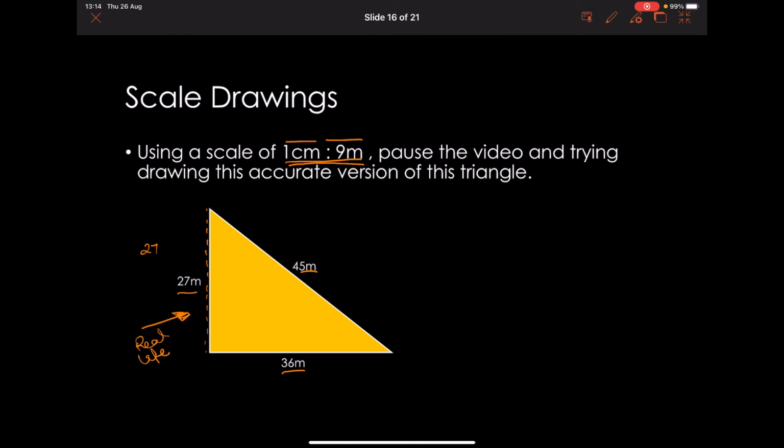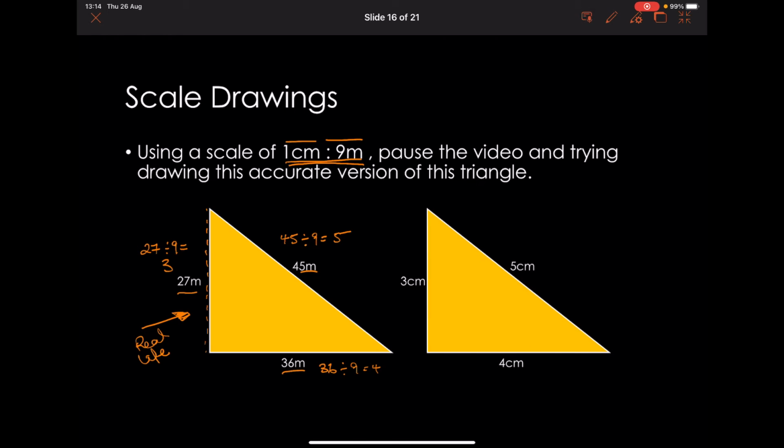So for each side you would just divide by 9. 27 divided by 9 is 3. 45 divided by 9 is 5. And 36 divided by 9 is 4. You can then take your ruler and do an actual scale drawing using actual centimetres of the triangle. Okay, so that's sometimes something that they would want you to do.